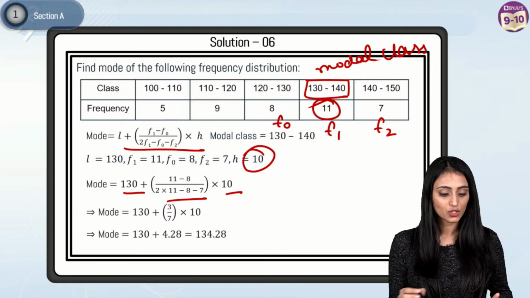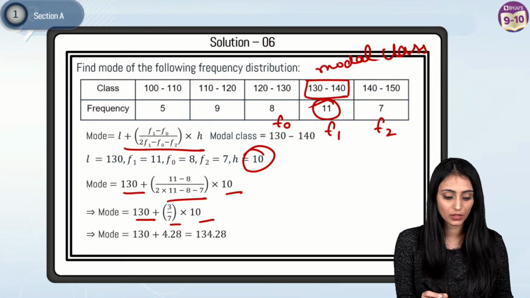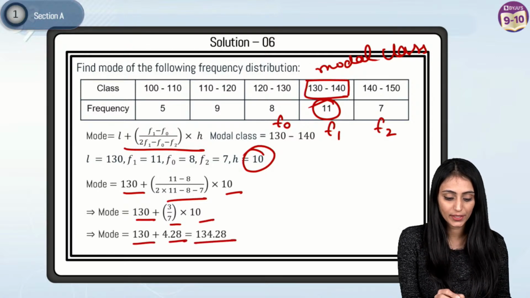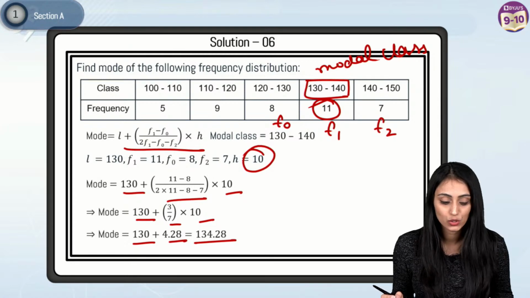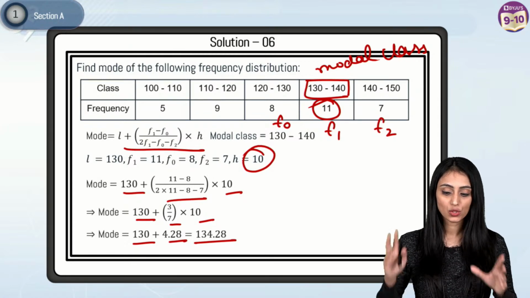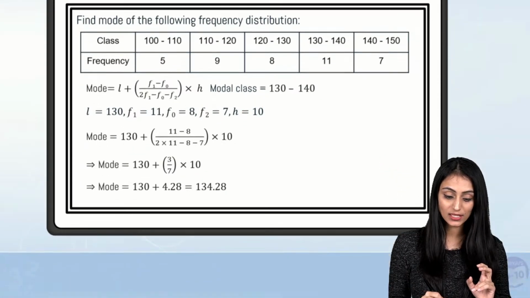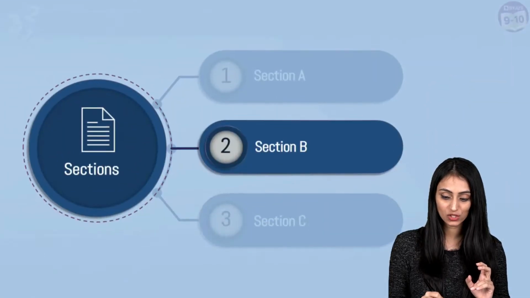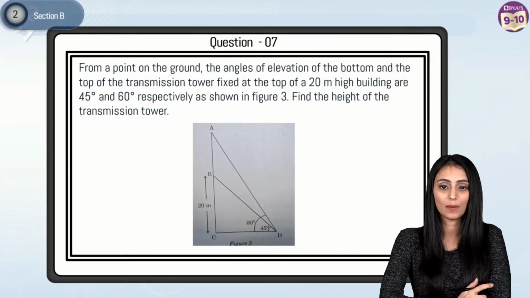Right. So mode would be 130 plus 3 by 7 into 10. So 130 plus 4.28. It is going to be 134.28. That would be the mode in this case. So this was from section A. Now let's quickly take a look at the questions from section B. So this is question number 7.